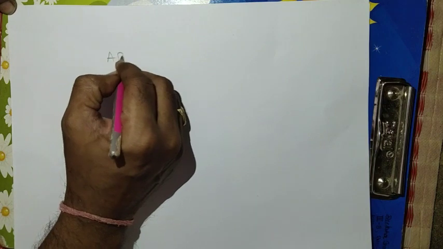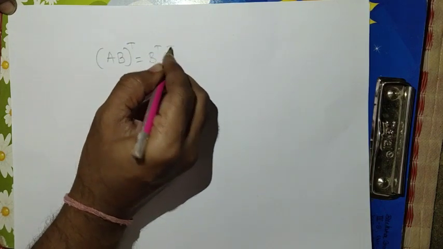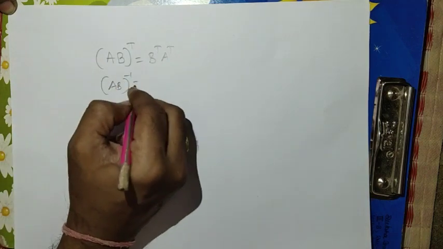And also some properties of the transpose. AB whole transpose will be written as B transpose into A transpose. The question will be asked to prove or verify that AB whole transpose is equal to B transpose into A transpose. Also AB whole inverse is equal to B inverse into A inverse.